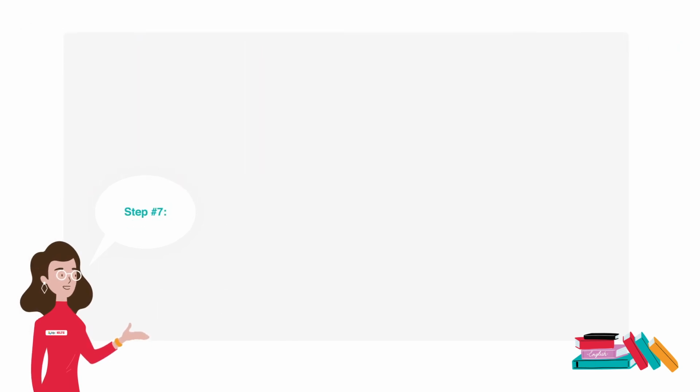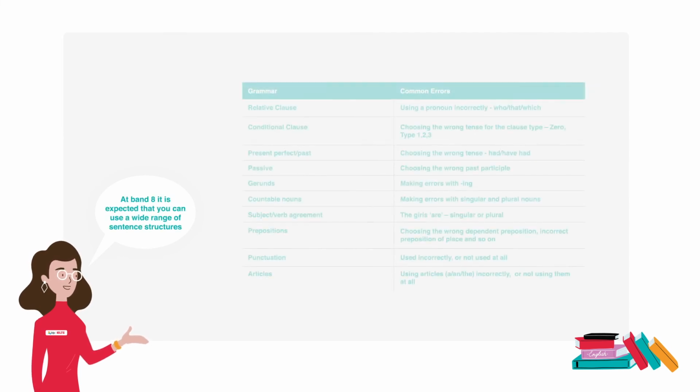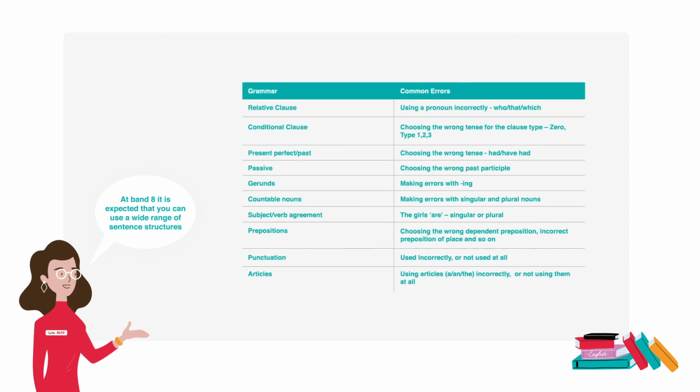Step 7. Use a variety of complex sentence structures. At Band 8, it is expected that you can use a wide range of sentence structures to accurately present your ideas and opinion. You are rated on two areas: range of structures used and accuracy. It is important to use a mix of complex and simple sentences. But remember, complex sentences should not be long and complicated. The most common errors made are highlighted here.